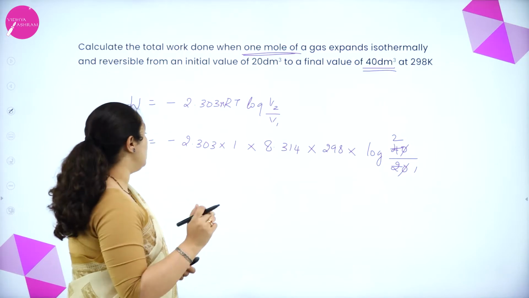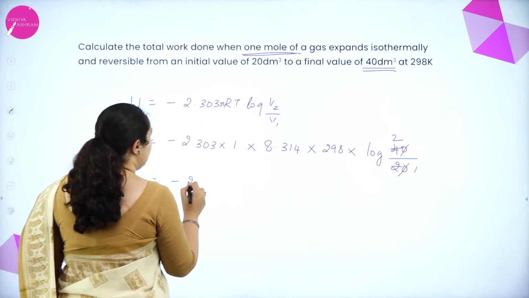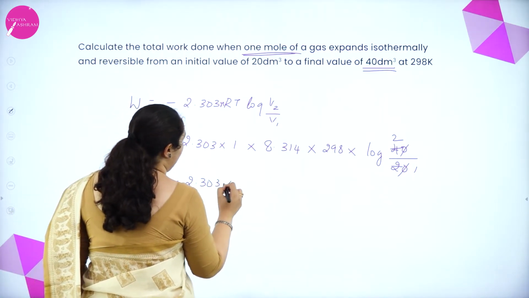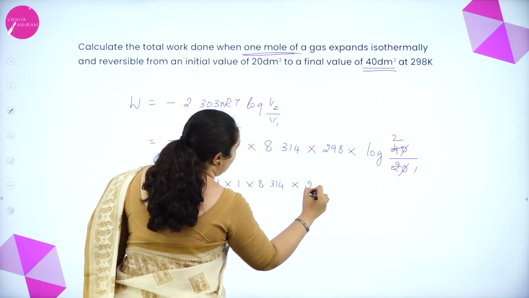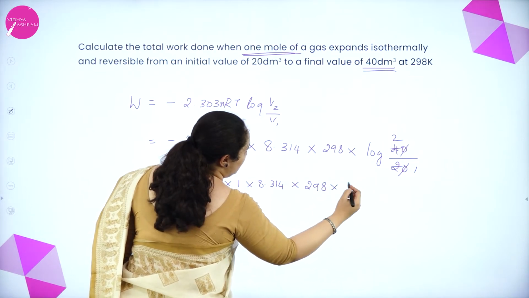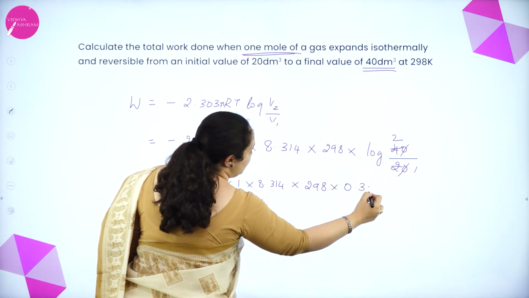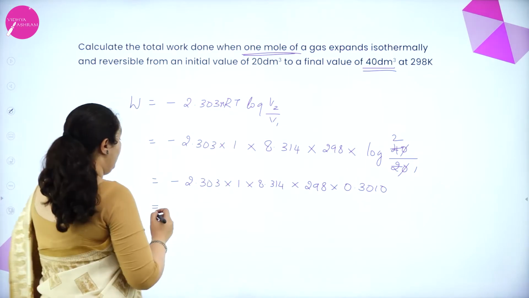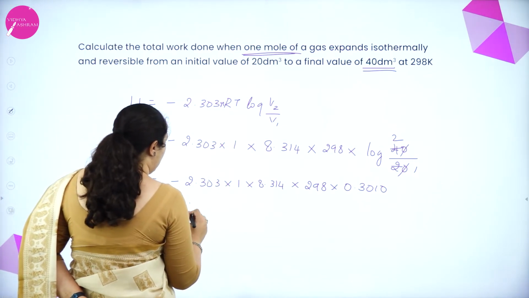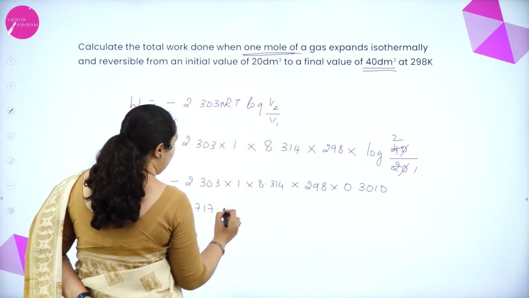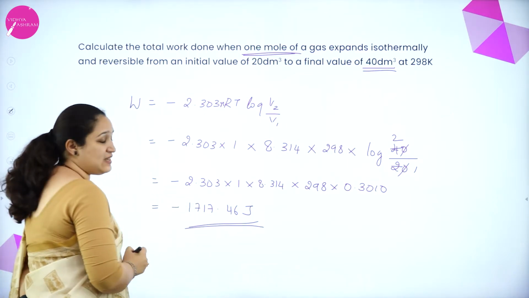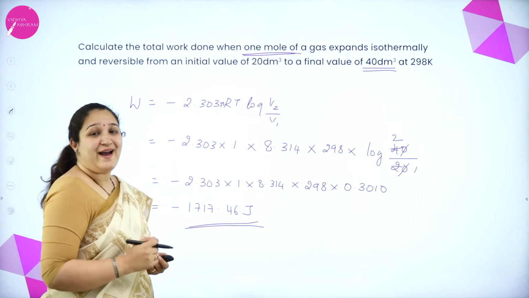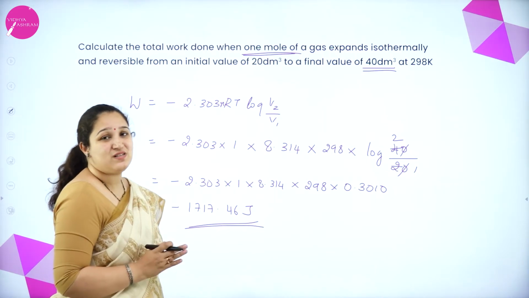Okay. So here it will be minus 2.303 into 1 into 8.314 into 298 into log 2, which is 0.3010, which will be equal to minus 1717.46 joules. So this is the work done. I hope you have understood the numericals till now.